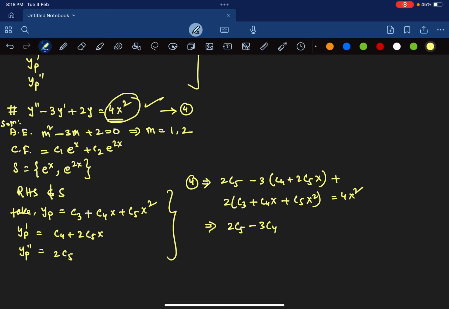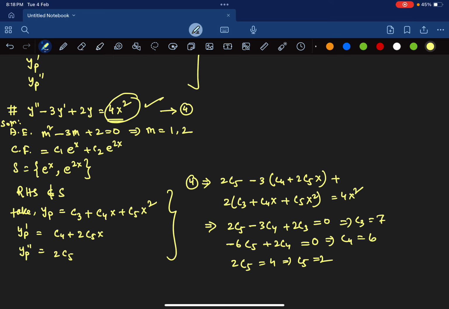2c5 minus 3c4 plus 2c3, this is the constant part, it will be 0. Here minus 6c5 plus 2c4, this is the coefficient of x, this is also 0, and x square 2c5, that is 4. So c5 will be 2. If you put c5 equals 2, c4 you are going to get as, I think, 6. Now if you put these values, c3 must be 7.